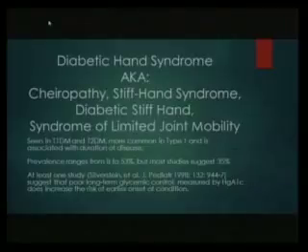It's called a lot of things: neuroarthropathy, stiff hand syndrome, diabetic stiff hand, syndrome of limited joint mobility. It's seen in both type 1s and type 2s. It's more common in type 1s. Longer duration disease makes it more likely. Their prevalence ranges are all over the place, but most studies center at about 35%.